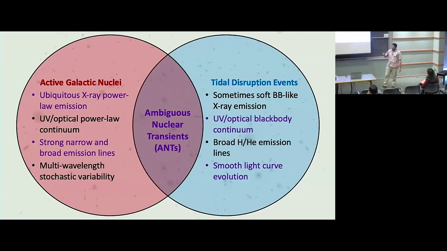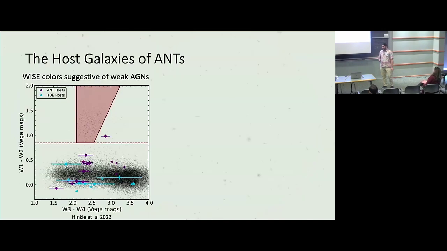And so throughout this talk, I'm going to show a lot of different comparison plots, and I'll keep this kind of color scheme of red things are more AGN-like, blue things are more TDE-like, and then the purple, of course, is the ANTs that are sitting somewhere in between. And so what better place to start to try to understand these ANTs than looking at their host galaxies? Obviously, with a lot of transients, the host galaxies are telling us something about what might be happening.